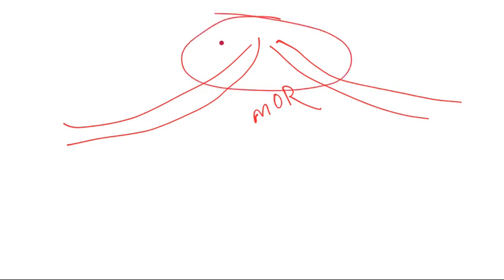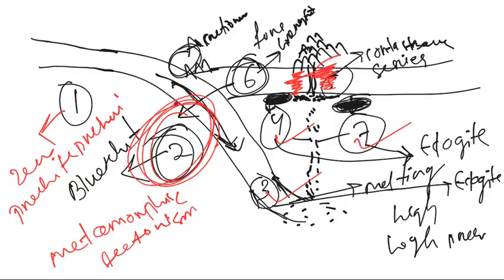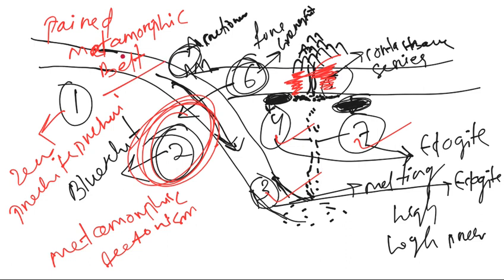Here it will be a contact metamorphic region. The subduction zone is called a paired metamorphic belt. Why paired metamorphic belt? Why?